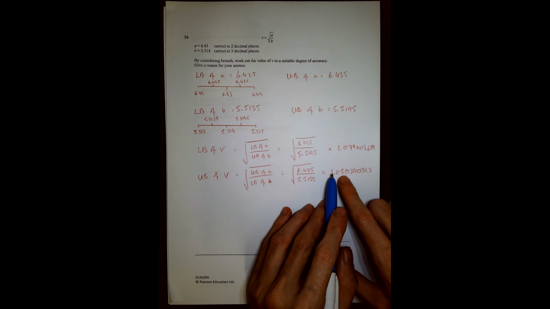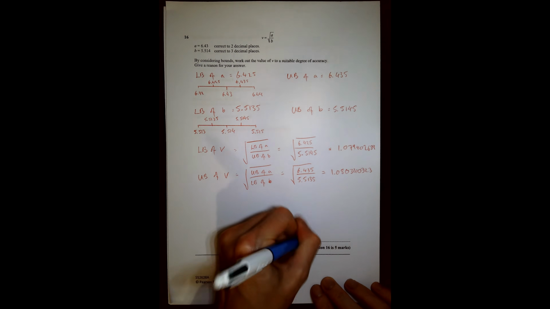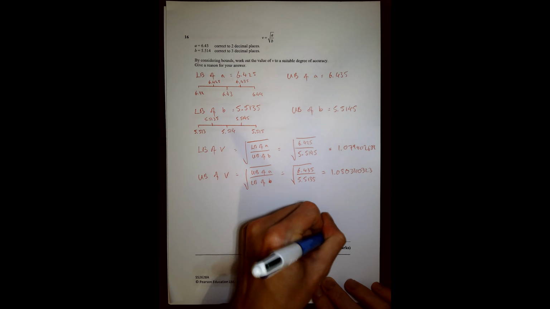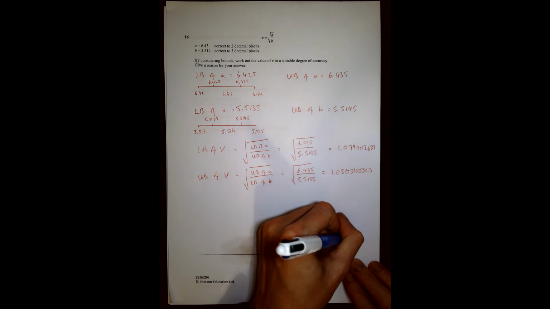1.080, they're different. So we would want to round V to a suitable degree of accuracy. So basically, because these have been rounded, if we used the upper bound or lower bound or any combination, we would always get 1.08 to two decimal places. Okay, so that is the most suitable degree of accuracy. So V is equal to 1.08 to 2 decimal places.